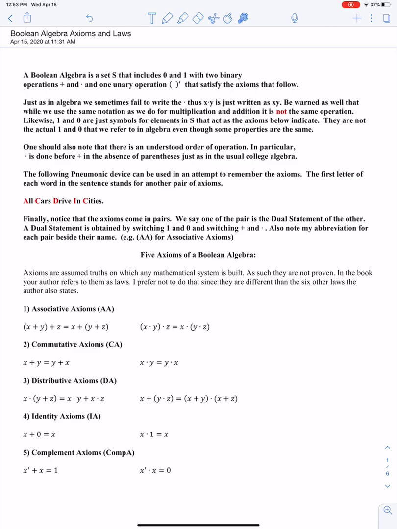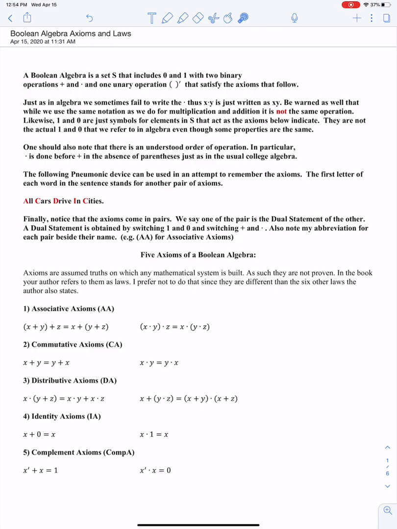All right? So, just as in algebra, dot is oftentimes written x times y as opposed to x dot y. We get lazy. And like I said, I warned you, it doesn't always act like multiplication and addition. 1 and 0 are just symbols for things in S that act like we state below in the axioms. So again, you should be warned, they are not actually 1 and 0 that we use in algebra. Although some properties are the same, all properties are not. There is also an order of operation where it's understood that I do dot before I do plus, in the absence of any parentheses.